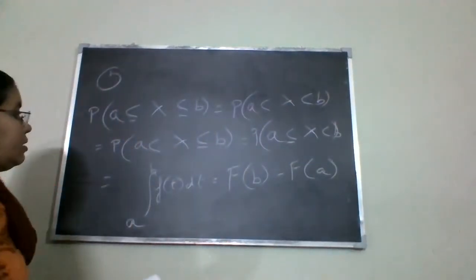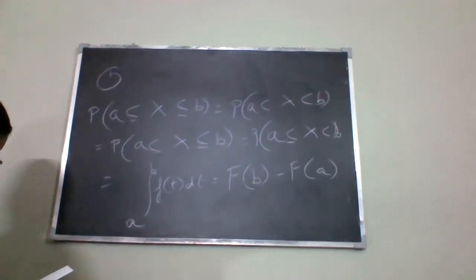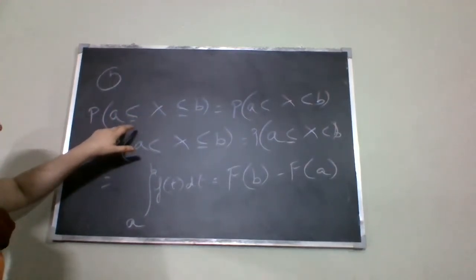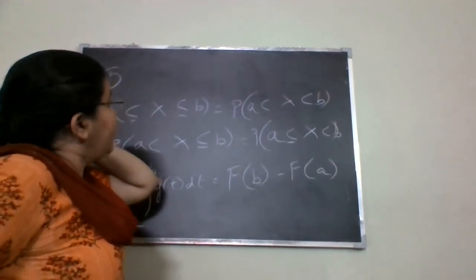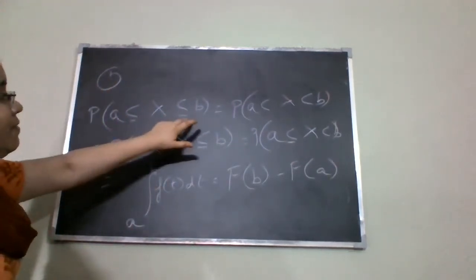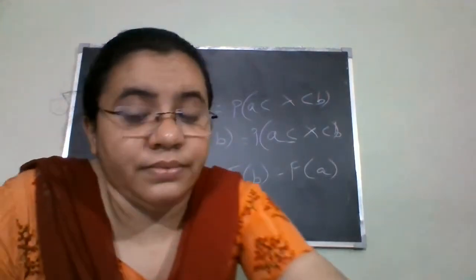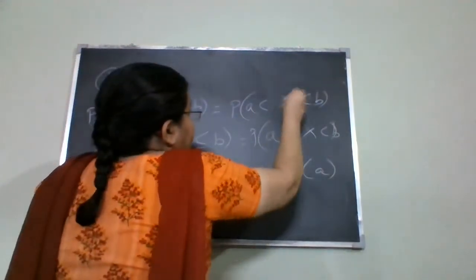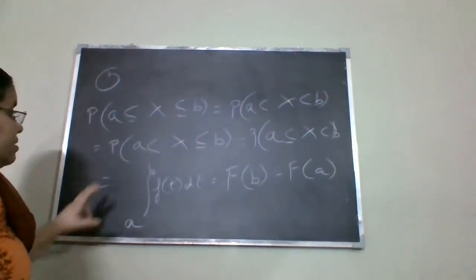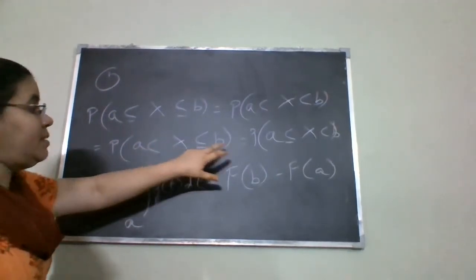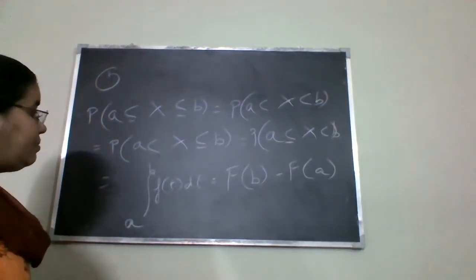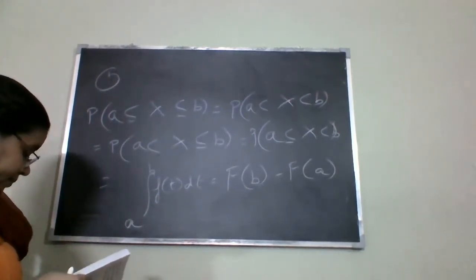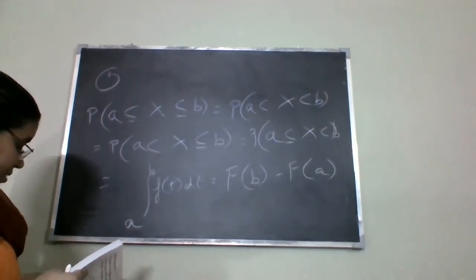Okay, you have to memorize this thing. For a continuous distribution, P(a ≤ X ≤ b) is equal to P(a < X < b), that is equal to P(a ≤ X < b), that is equal to the integration from a to b of f(t) dt, that is equal to F(b) minus F(a), where f is the probability density function.